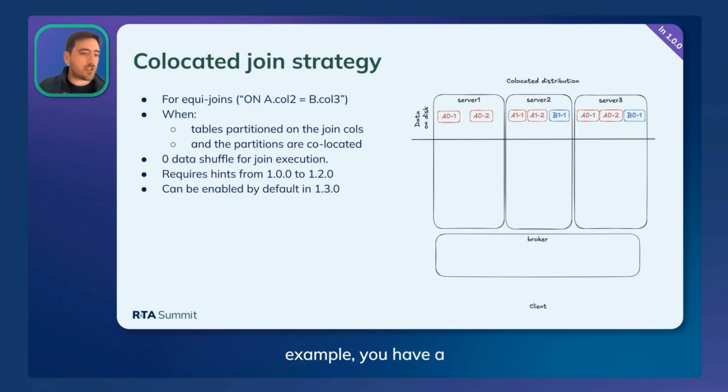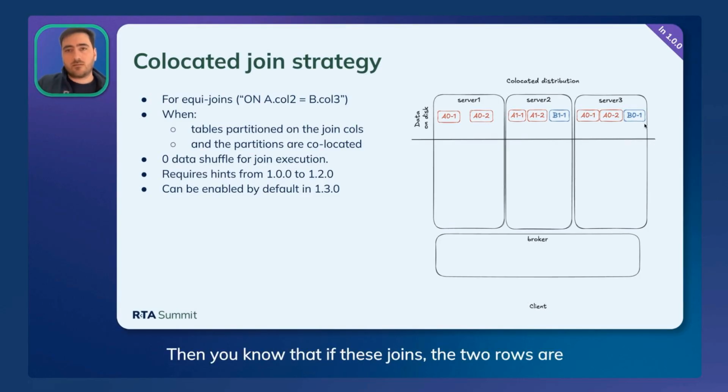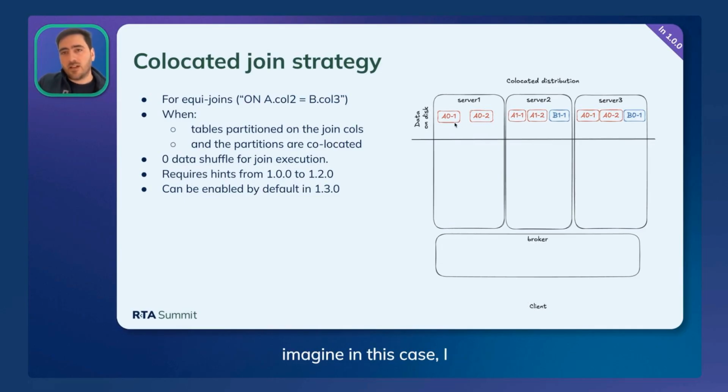Let's say, for example, that you have a table that is partitioned by the user ID. Two tables, table A and B, are partitioned by user ID, and for whatever reason in your query, you are joining these two tables by that user ID. Then you know that if two rows are going to be joined, they have the same user ID, and therefore they are in the same server, right? Let's imagine in this case, I modified these boxes a little bit because I added an extra number. The first number is the number of the physical partition, and the second number is the same ID we had before.